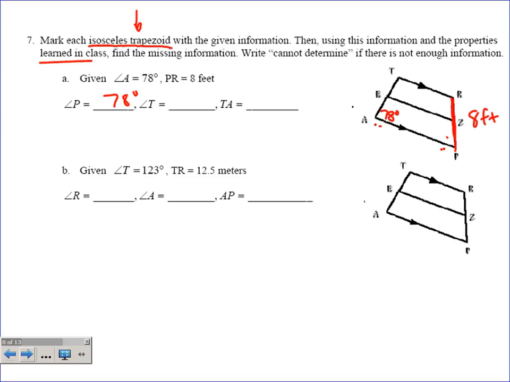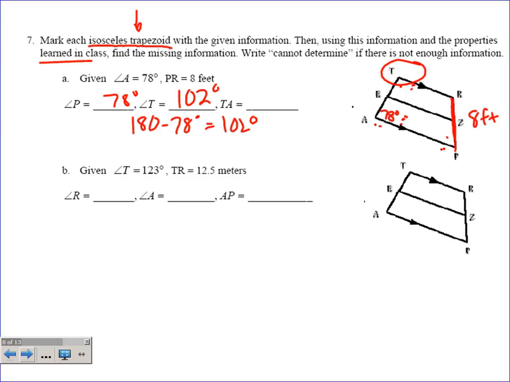Measure of angle T up here, how do we figure this one out? Yeah, we just take 180 minus that 78 degrees. We get 102 degrees. They are supplementary, and it doesn't matter whether it's an isosceles trapezoid or any trapezoid. Every single trapezoid, these two angles will be supplementary, always.